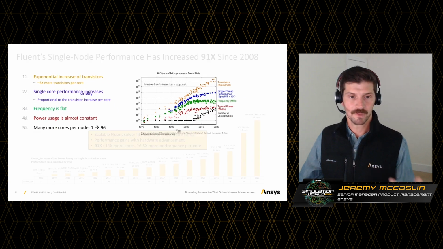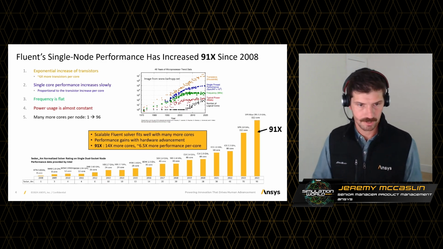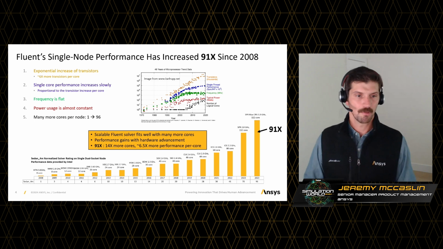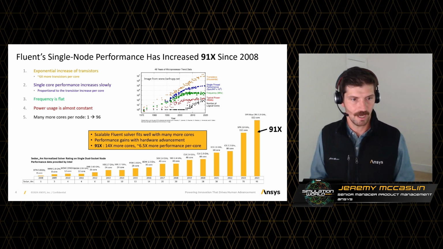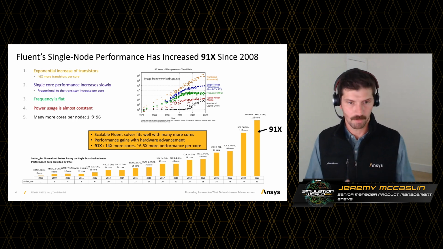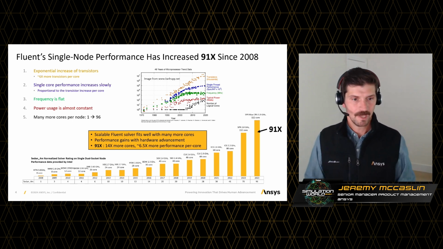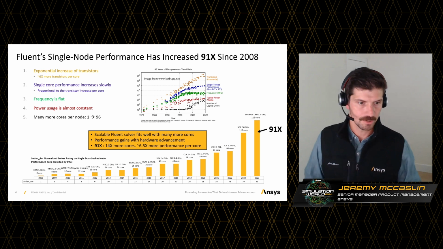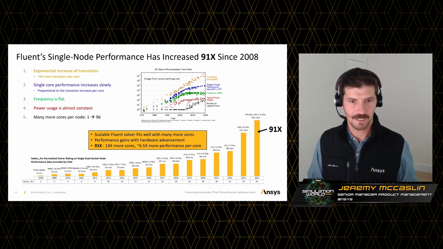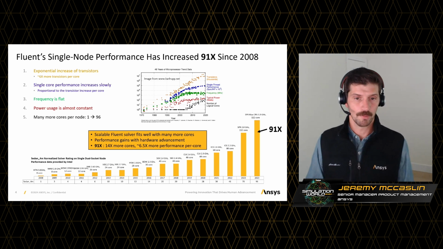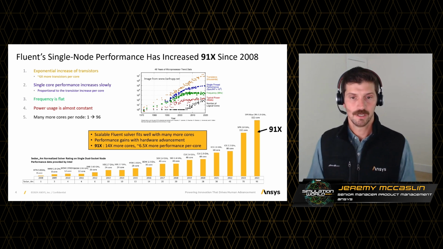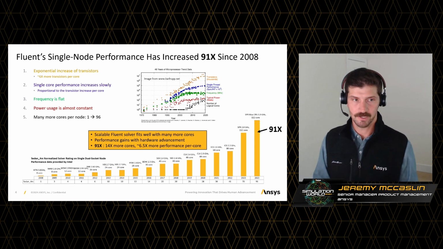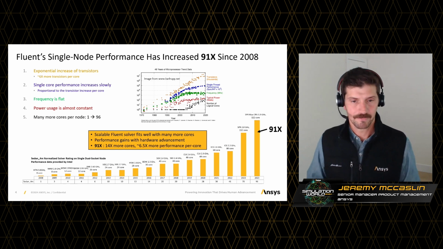And so if we look at Fluent's performance on a single node, this chart is showing you single node performance of Fluent starting in 2008 is the initial point there. That's the baseline with a solver rating, let's call it, or performance throughput of 1. Going through almost about 15 years of data, what we see is that the single node performance of Fluent in the past 15 years has increased by over a factor of 90, right? So we have about 91x single node performance improvement in 15 years, which is pretty amazing, right? Pretty astounding.